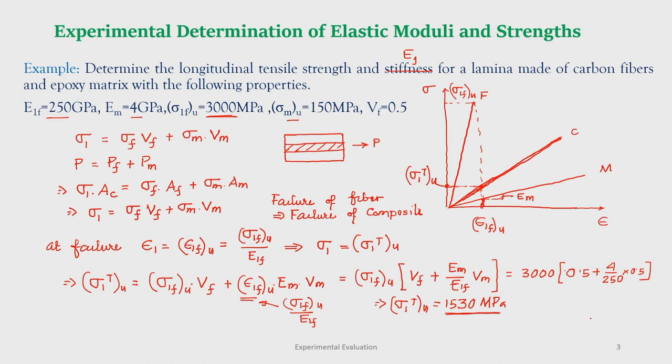So, this is the ultimate longitudinal tensile strength of the lamina for a volume fraction of 0.5. Then we can find out the longitudinal Young's modulus E1 of the lamina from the rule of mixtures, E_f V_f plus E_m V_m. When we put in the values corresponding to a volume fraction of 0.5, we get 102 gigapascal.